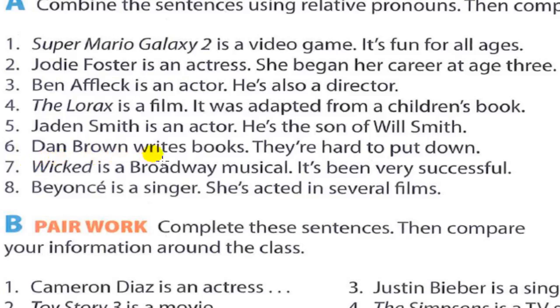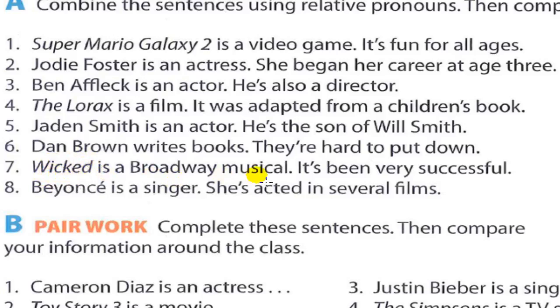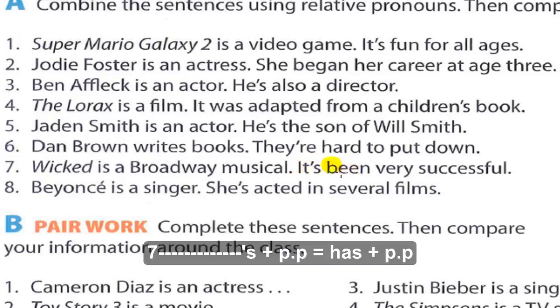Number 6. Dan Brown writes books. They are hard to put down. Dan Brown writes books, books, they. So here, things. We use which. Dan Brown writes books which are hard to put down. Dan Brown writes books that are hard to put down. Number 7. Wicked. This is a name, of course. Wicked is a Broadway musical. It's been very successful. Wicked is a Broadway musical which has been very successful. Is here means has, which has been very successful. Wicked is a Broadway musical that has been very successful.